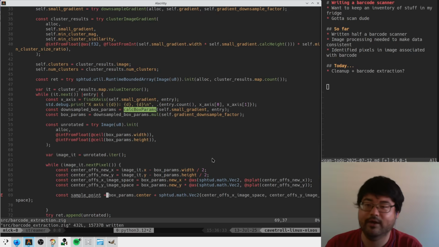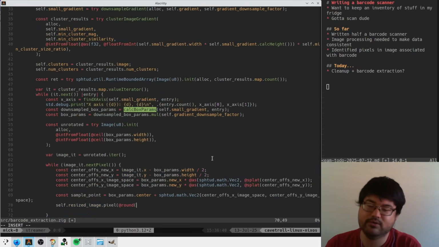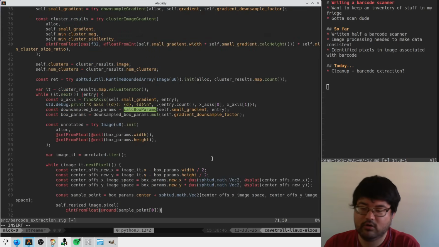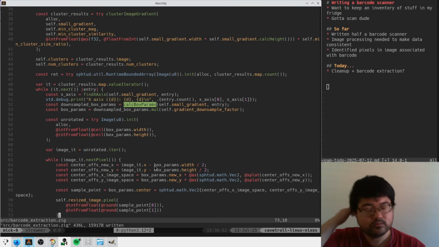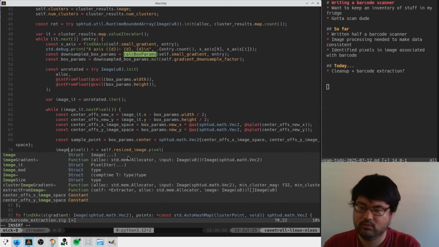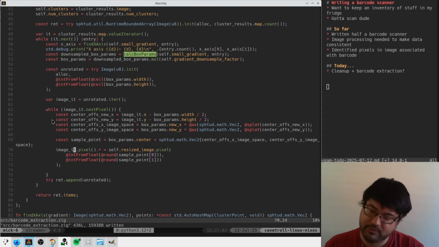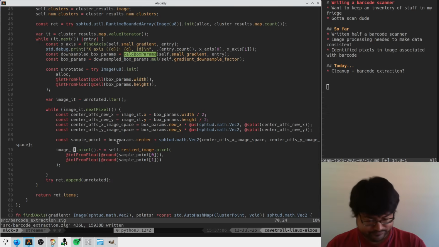So then we say self resized image pixel at round sample point 0, int from float. Oh yeah. Yep. I think that might be right. So we find our offset from the center, we convert that to image space, we offset from the center, which is already in image space, and we sample from the image. I think that's right. I think.